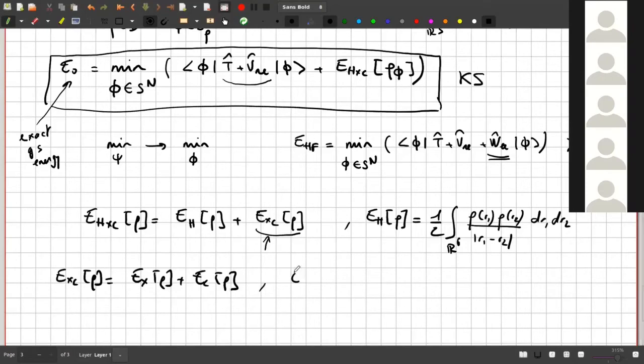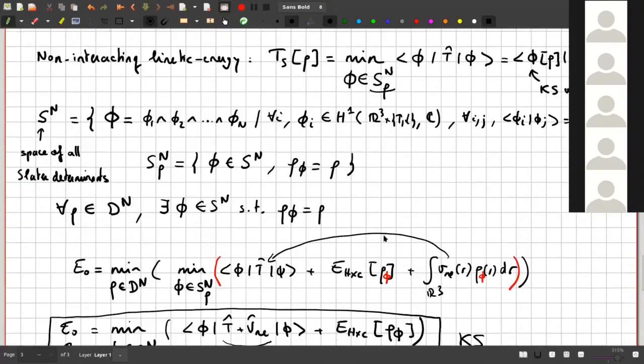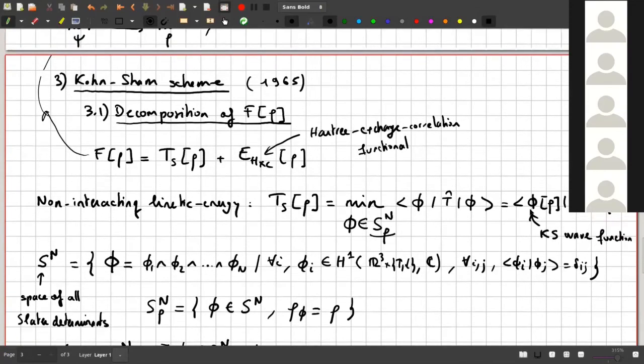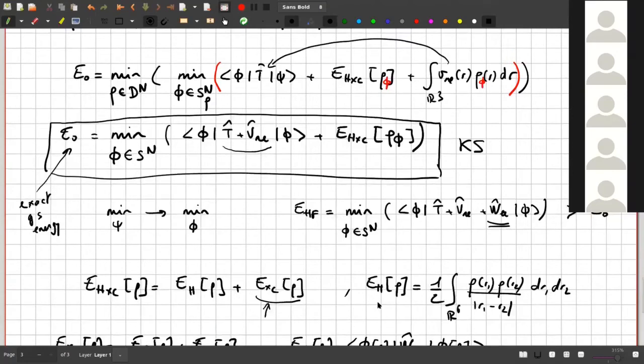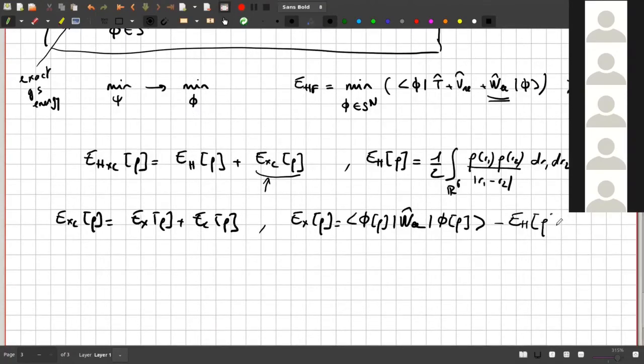Okay, and the definition of the exchange part is, well, the expectation value of the electron-electron interaction over phi of rho. You remember phi of rho is the Slater determinant that you obtain here in this minimization for TS, minus the Hartree energy. So basically, the exchange energy is what remains beyond the Hartree energy for the first order energy with respect to the electron-electron interaction. And then the correlation energy is what remains. So if you want, this is F of rho minus TS minus the Hartree minus the exchange.